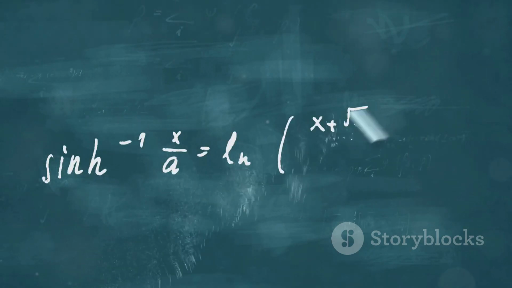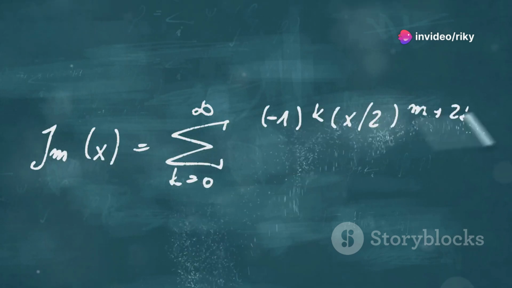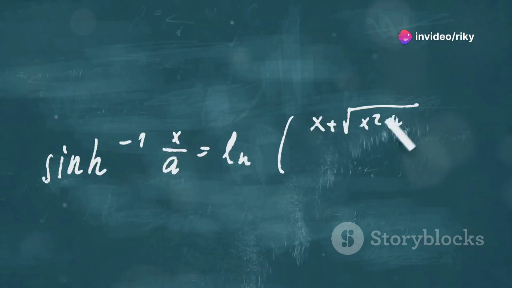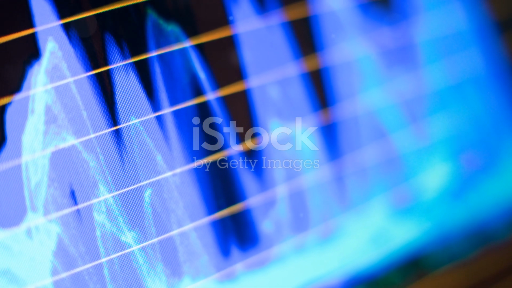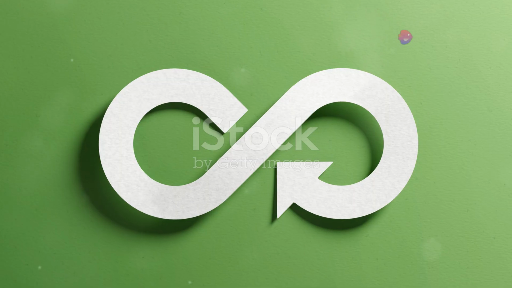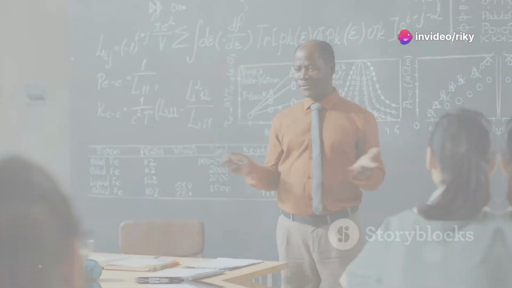There are different types of discontinuities, such as removable discontinuities, where the function has a hole at a point but can be made continuous by redefining the function at that point. Jump discontinuities, where the function jumps from one value to another. And infinite discontinuities, where the function approaches positive or negative infinity.